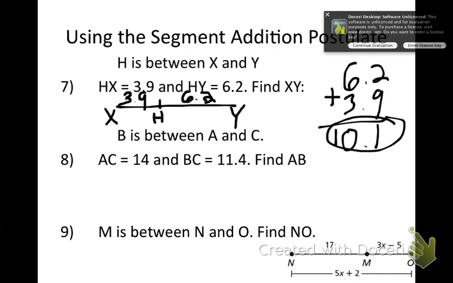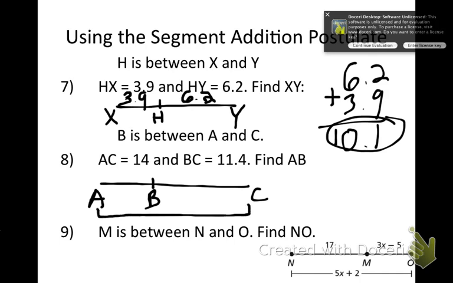I have B is between A and C. Same thing here. I'm going to draw my segment there. There's A. There's C. We'll say B is right there. Now it says AC is 14, so my whole length here is 14. BC is 11.4. I need to find AB. Using what I know, what can I do there, Tyler?